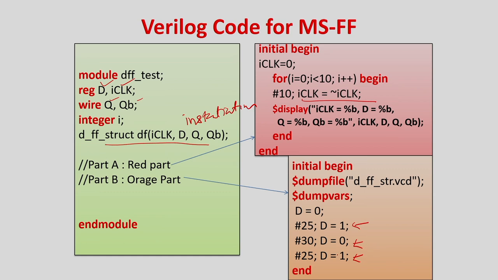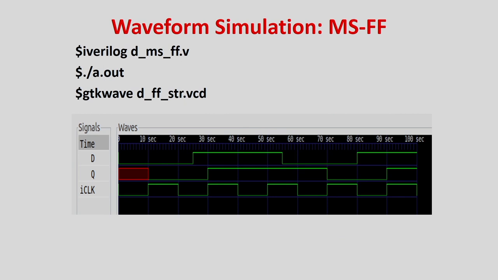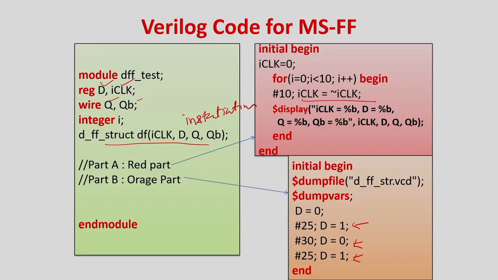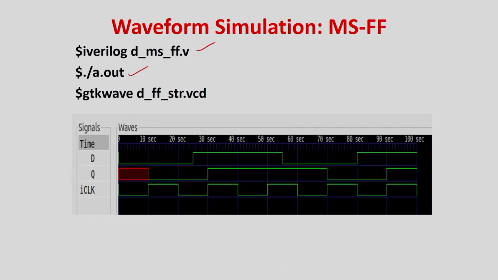Let us see how to compile the code. We can compile this code using a simple command, iverilog, which we have already discussed in earlier classes. So we run iverilog with the d underscore ms underscore ff file, and then run the code. After running, it will generate a VCD dump and some debug output, including the display output. It generates the D flip flop structural VCD file, and if you open it in GTKWave, you can see the waveform.